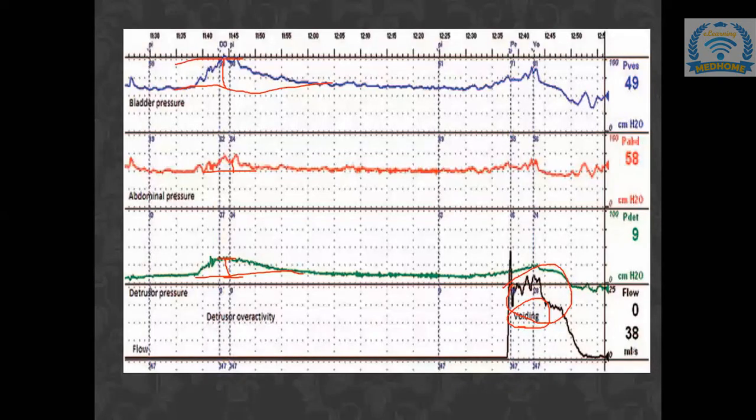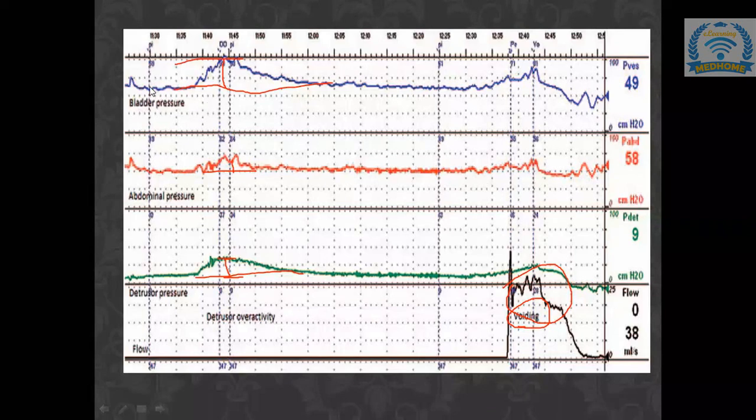So I'm just going to quickly explain this graph again. If we divide this graph, this is showing the vesical pressure, this is showing the abdominal pressure, and this is the detrusor pressure. This part of the graph is showing the filling phase. This part is showing the voiding phase of the cycle.